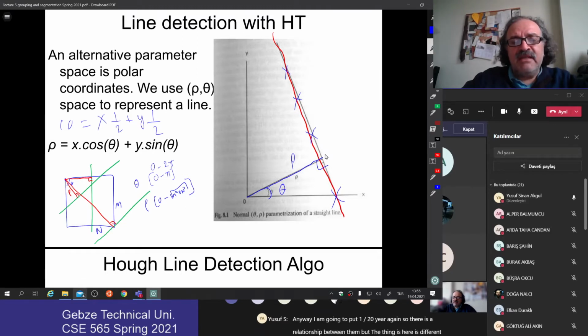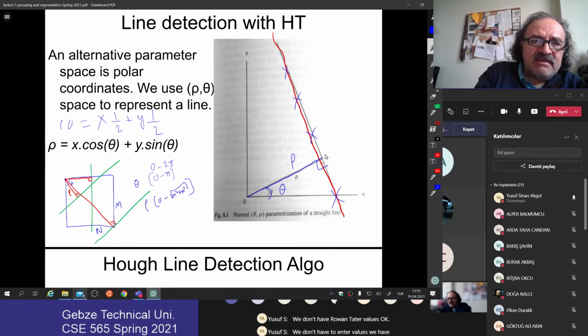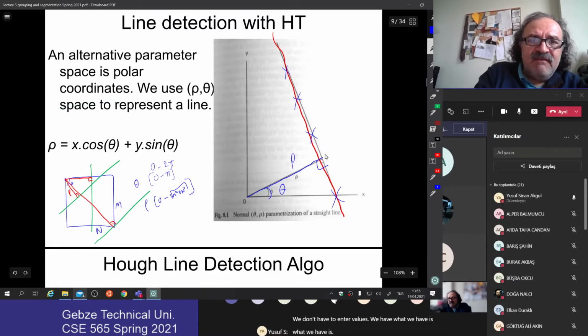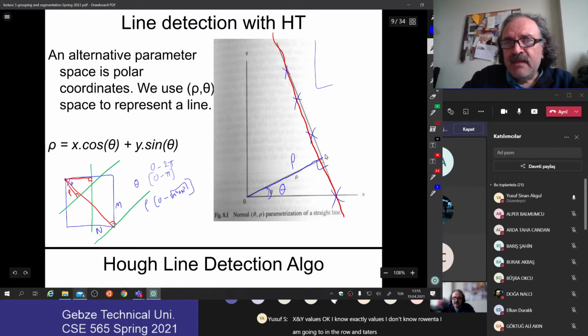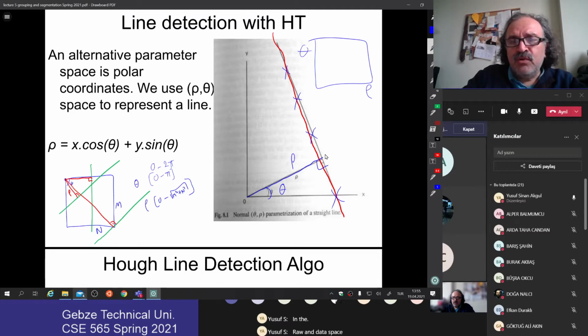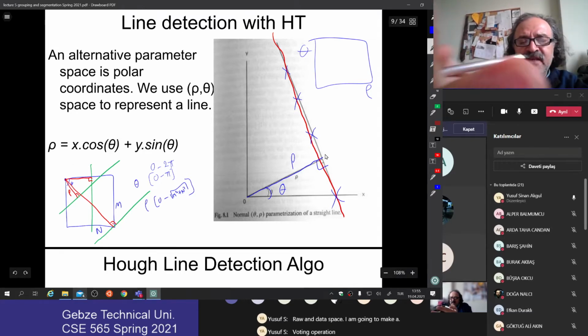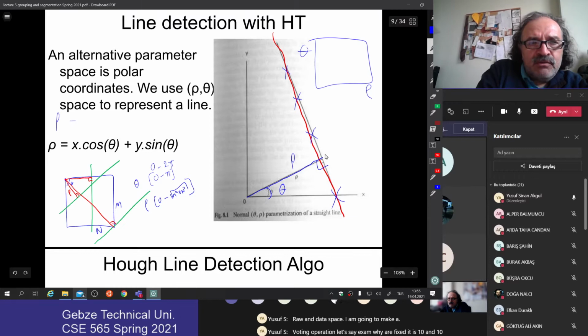We don't have rho and theta values, okay? What we have is x and y values. I know x and y values. I don't know rho and theta. In the rho and theta space, I am going to make a voting operation. Let's say x and y are fixed. It is 10 and 10. Rho is equal to 10 times cosine theta plus 10 times sine theta.